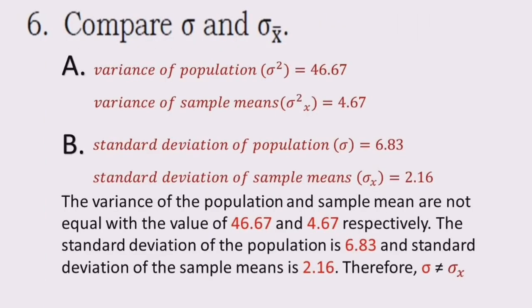Now for number 6, we have to compare the standard deviation of the population and the sample. The variance of the population is 46.67 while the variance of the sample means is 4.67. Therefore, they are not equal. The standard deviation of the population is 6.83 while the standard deviation of the sample is 2.16. So clearly, they are not equal.